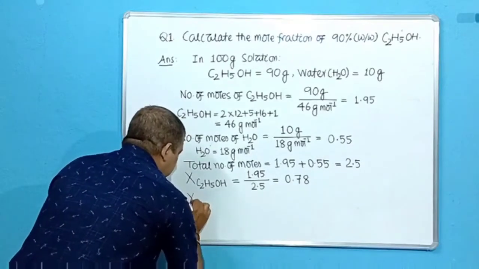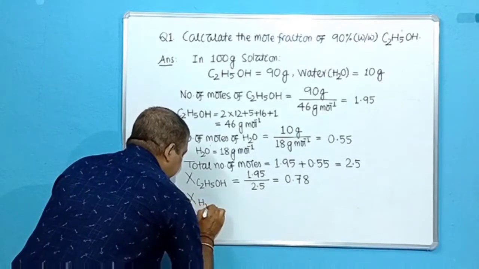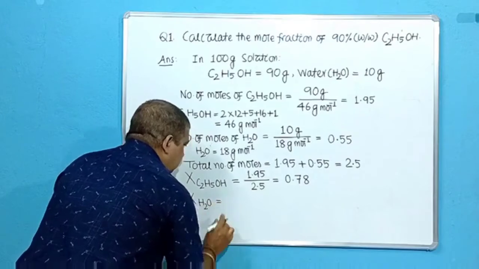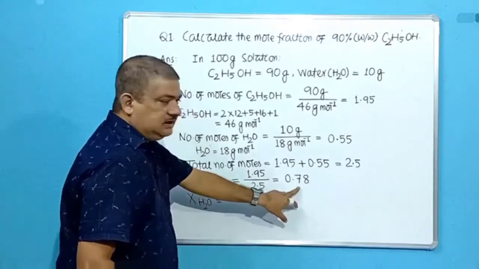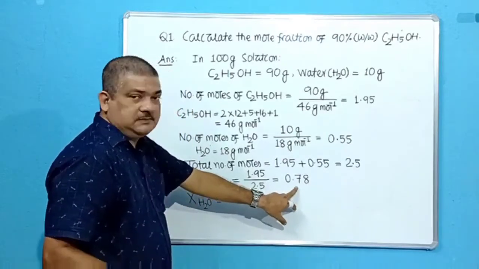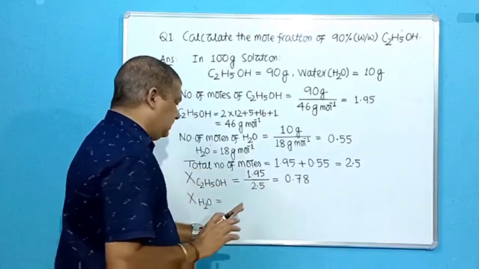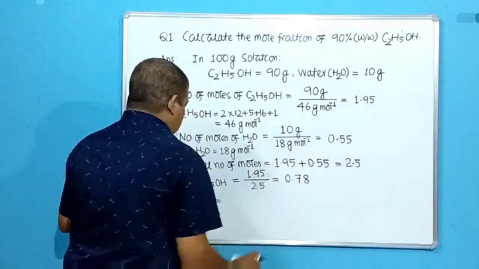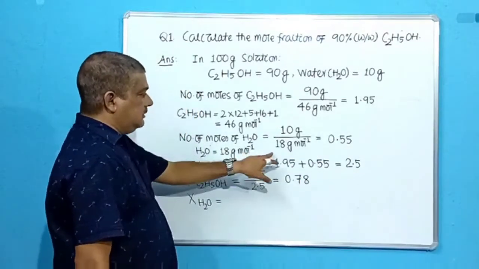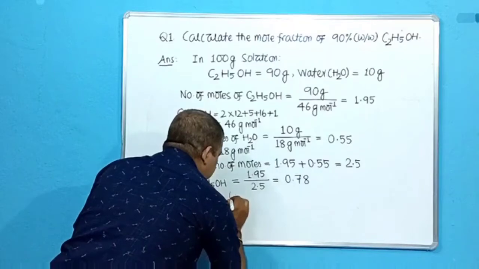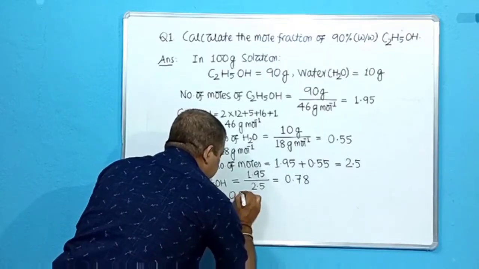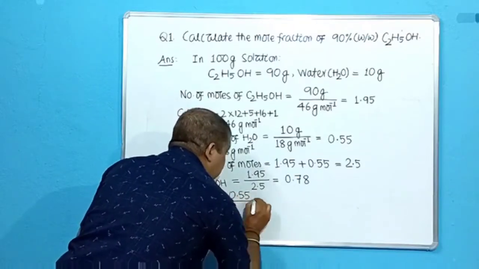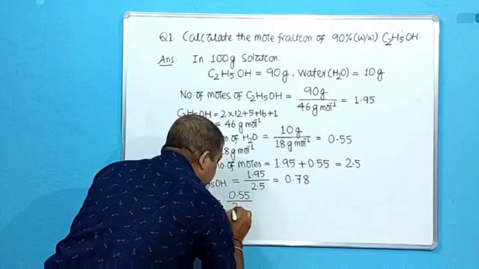Similarly, the mole fraction of water, you can calculate it indirectly. Total mole fraction is 1, so 1 minus 0.78 will be 0.22. But we have to find it out. So, how to find the mole fraction of water? The number of moles of water, that is 0.55, divided by the total number of moles, that is 2.5.